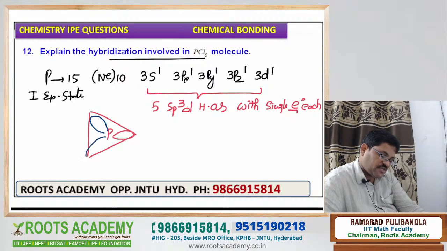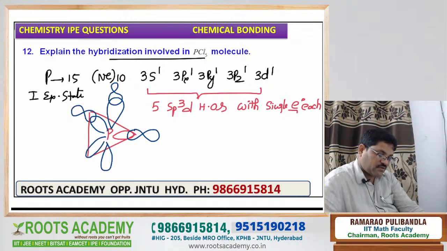Each hybrid orbital has a dumbbell shape. One of the hybrid orbitals having a single electron overlaps head-on with chlorine. What does chlorine have? A 3pz electron, and you get a sigma bond. Sigma bond, sigma bond, sigma bond.